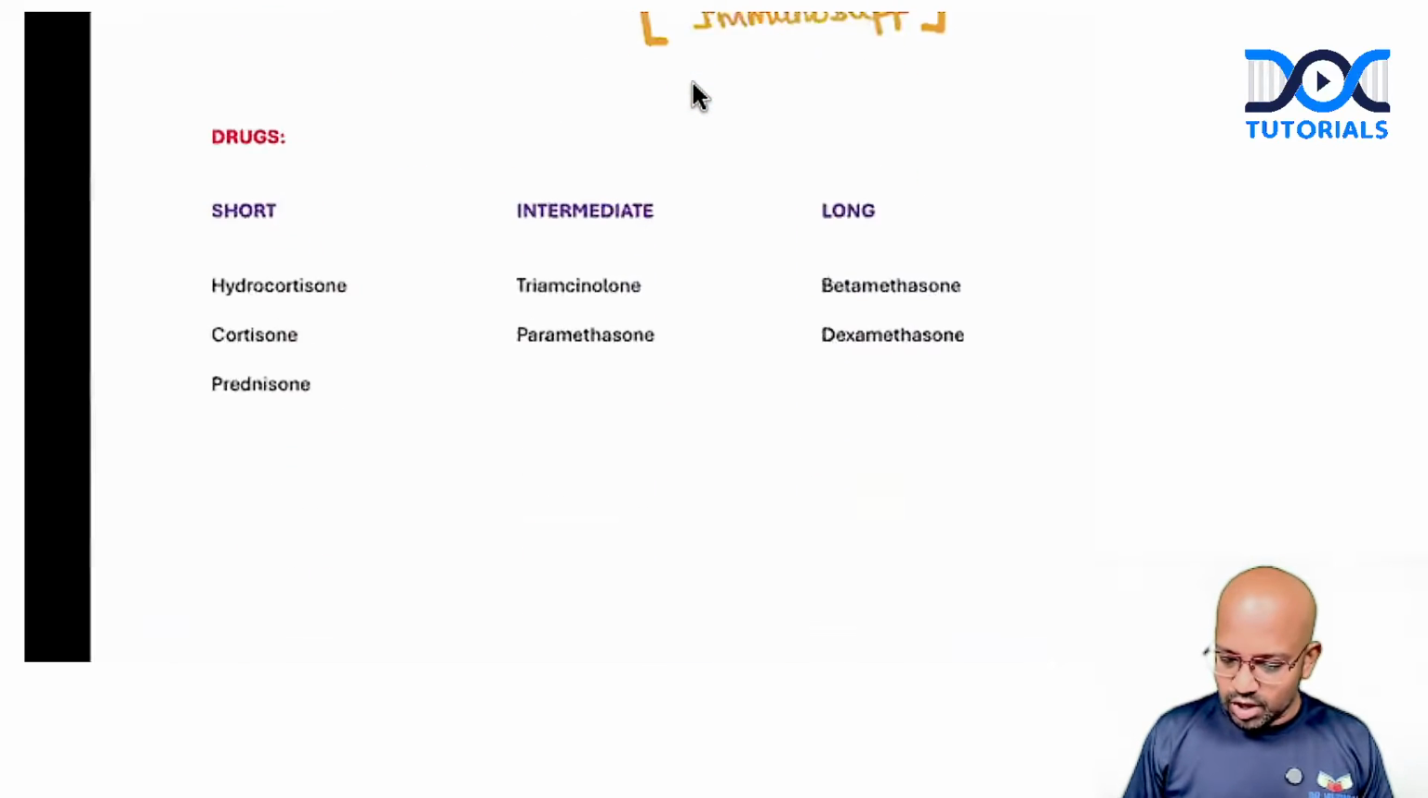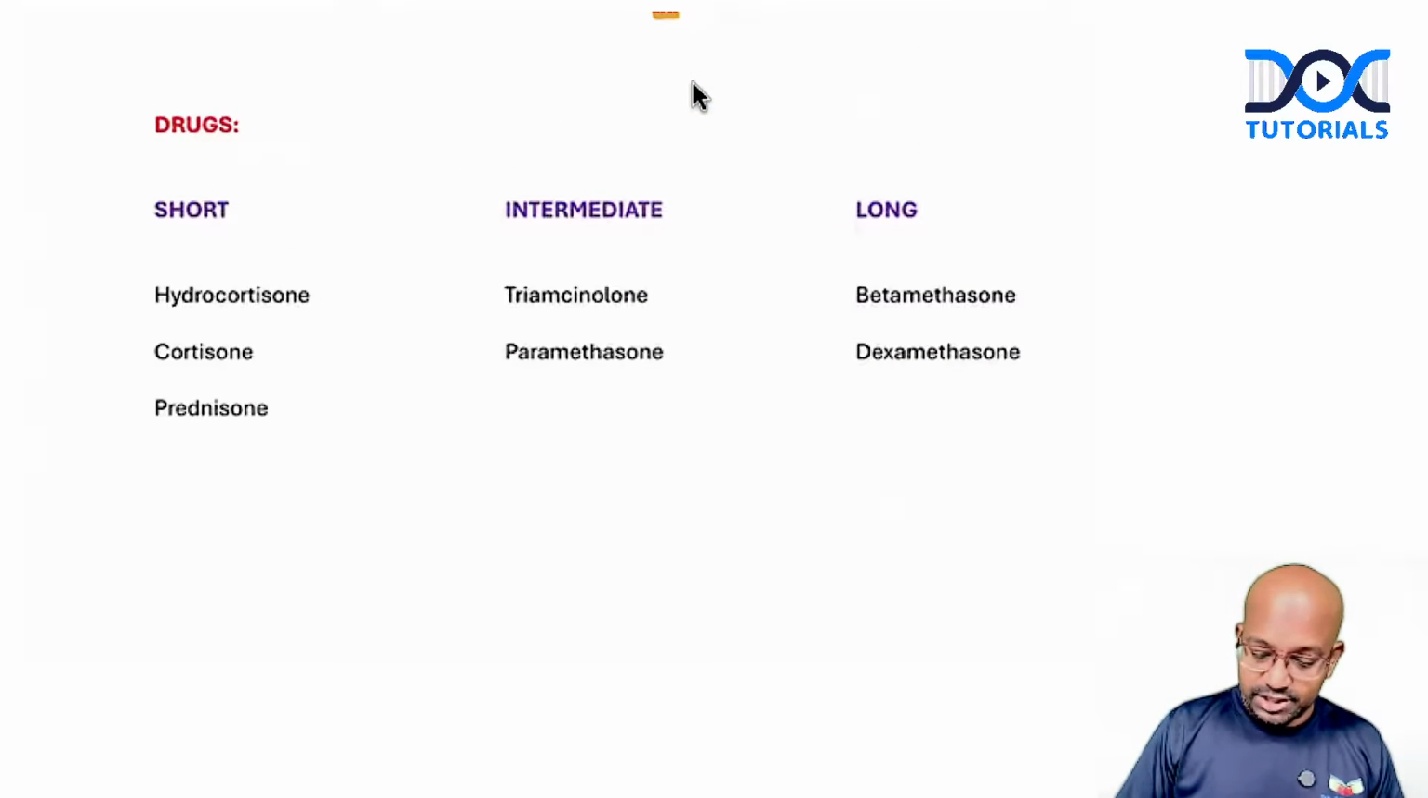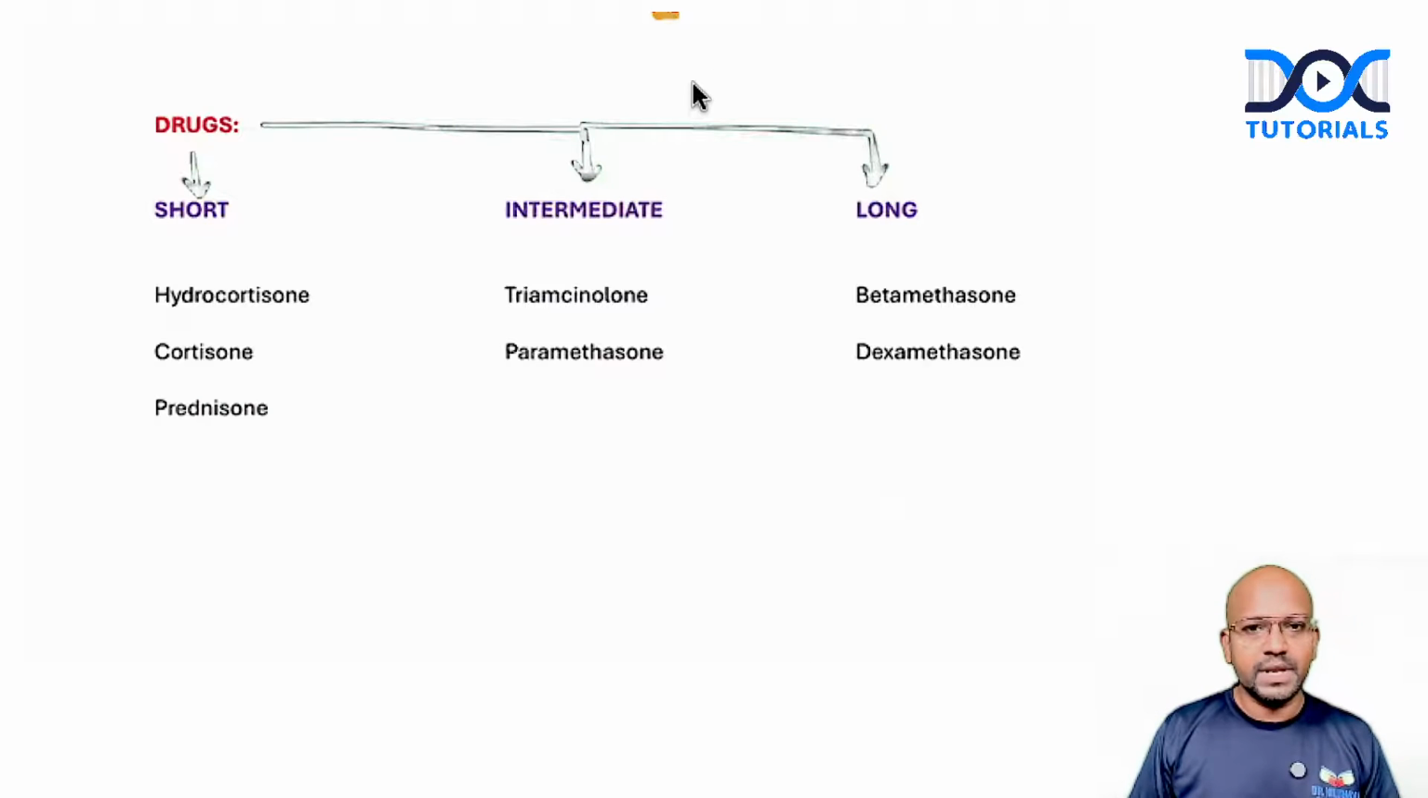Wonderful. Now, what are the drug names which we currently have, which are used in practice? As per drugs, we have three important concepts: short acting, intermediate acting, and long acting agents. All these are primarily based on the duration of action of a certain set of drugs. Remember this? This is one important classification, primarily based on the duration of action of steroids.